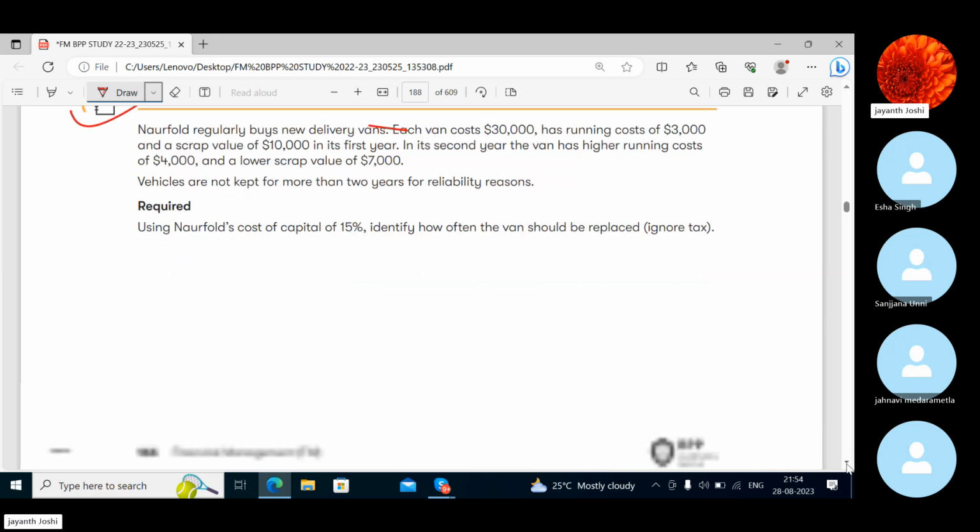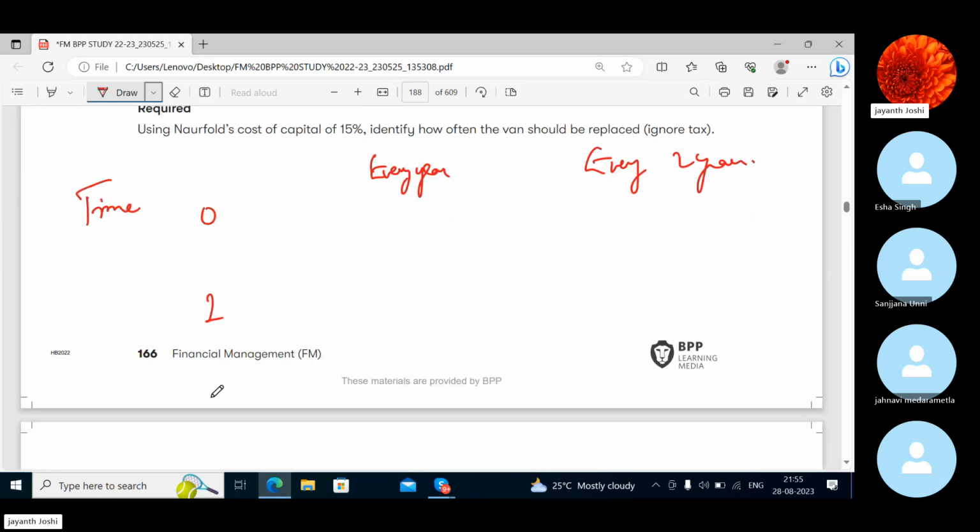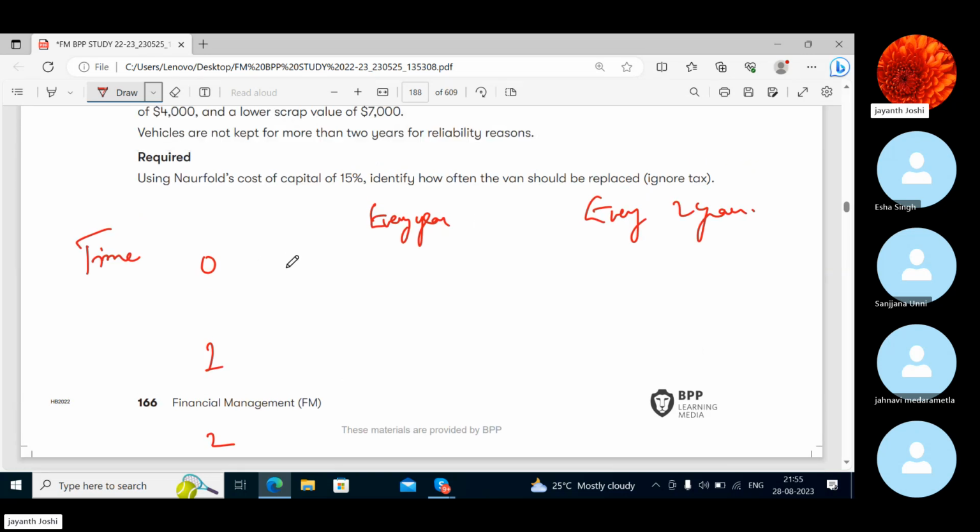So, okay, we will discuss this. Let's say you're going to replace every 1 year, every 2 years, right? So first is time. We'll take 0, 1, and here we will take 2. So the investment done by you is how much? 30,000, right? Yeah, here also it will be 30,000.